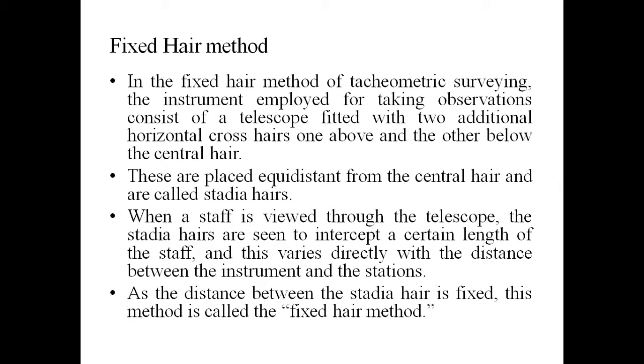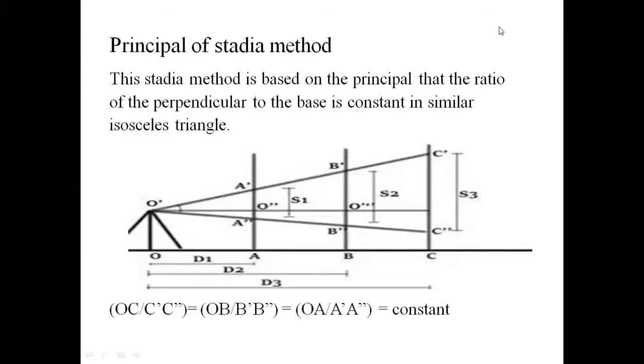When a staff is viewed through the telescope, the Stadia hairs are seen to intersect a certain length of the staff, and this is directly related to the distance between the instrument and the station. In that case, we have to find the vertical distances as well as the horizontal distances using the trigonometrical concept. As the distance between the Stadia hairs is fixed, this method is called the fixed hair method. The Stadia method is based on the principle that the ratio of the perpendicular to the base is constant in similar isosceles triangles.